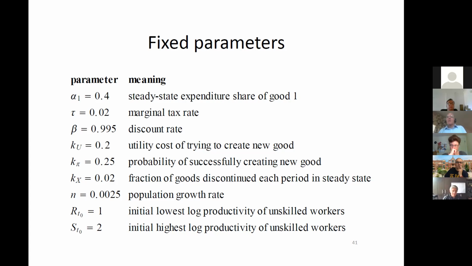The utility costs of trying to create a new good and the probability of creating a new good, KU, K pi. As I say, those are key parameters. Those are the key frictions that are driving everything. Baseline numbers, I'll use those values.